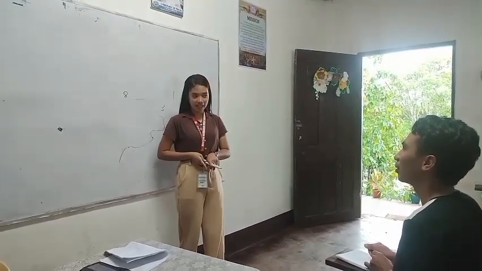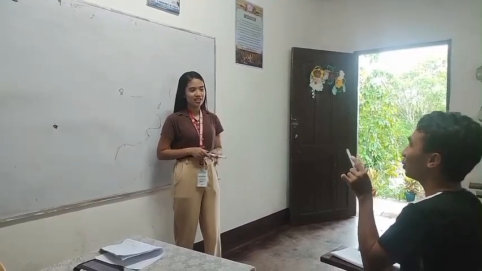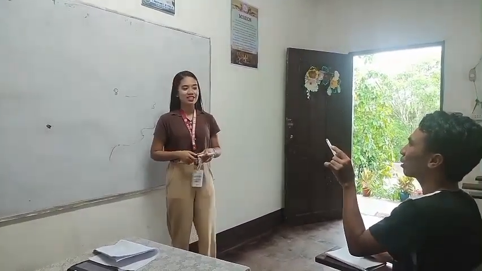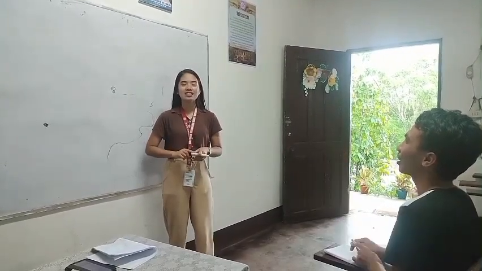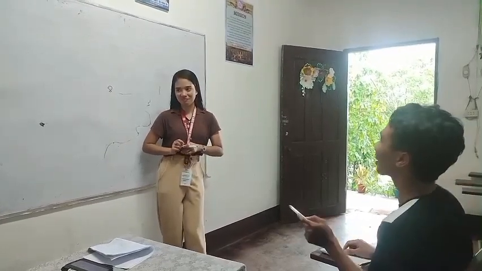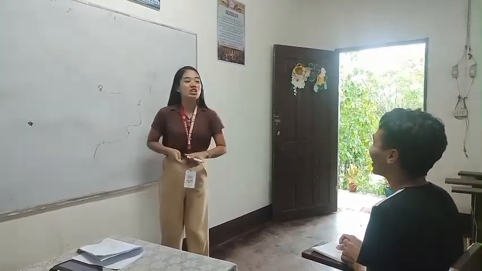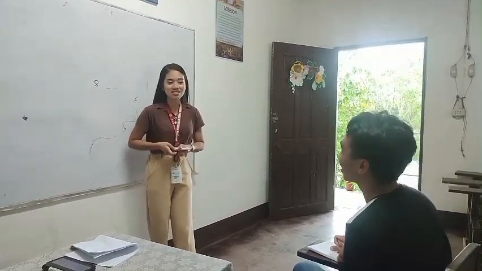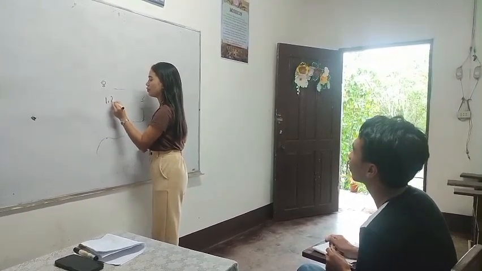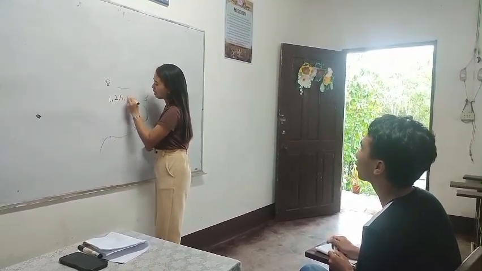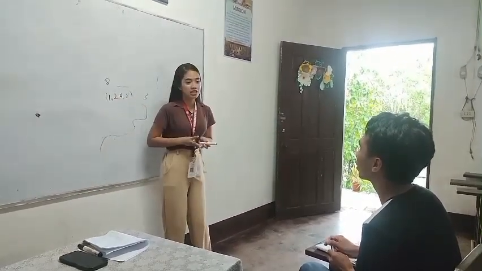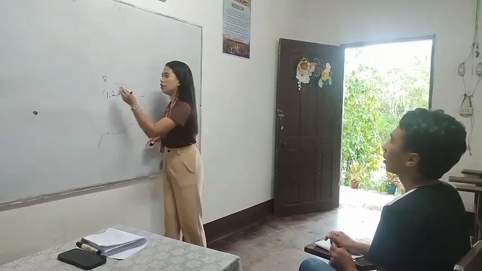Do you have any idea? 4 and 2. And what do you think about 1 and 8? Is it also GCF or greatest common divisor? Okay, so you're right. So you already know what is GCD, diba? So the value of 1, 2, 4, and 8, they are all GCF or the factors of the value of 8.